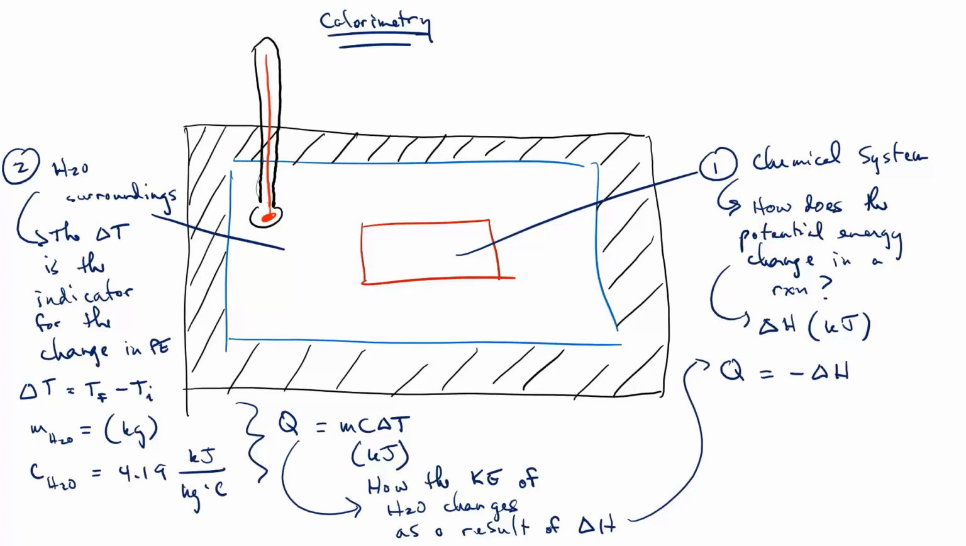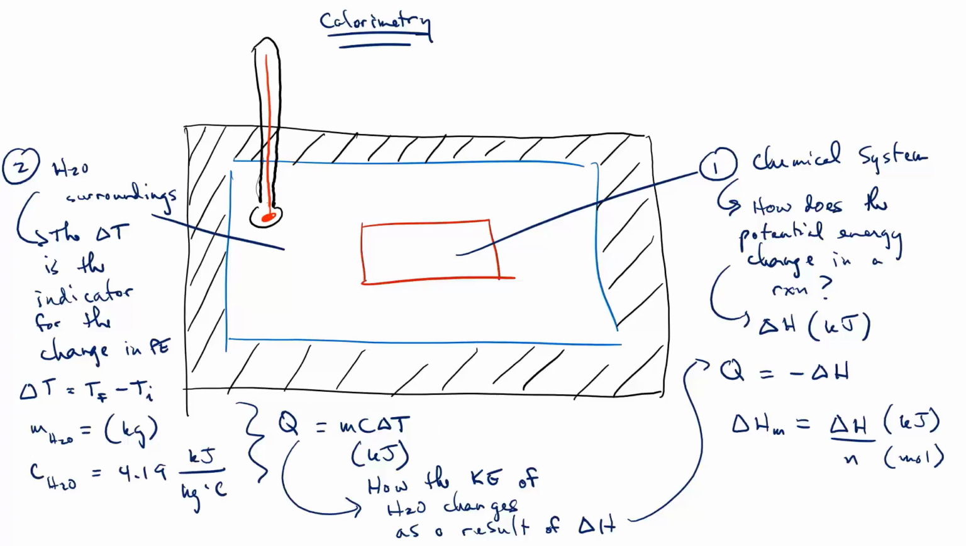And once we get our delta H, we can then determine a molar enthalpy for the reaction by simply taking that delta H and dividing it by the number of moles of compound that reacted, where we have kilojoules on top and moles on the bottom, which would give us a molar enthalpy measured in kilojoules per mole.